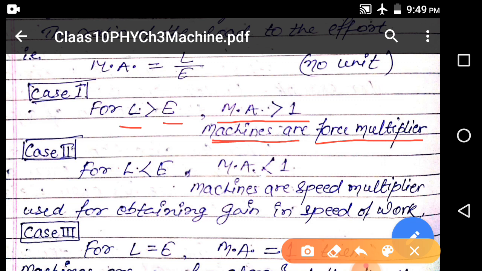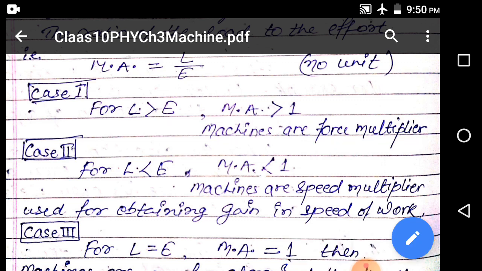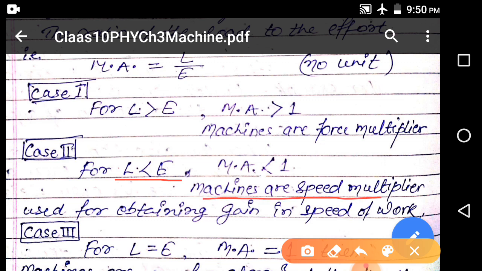Now come to case 2. Here the load is lesser than the effort. If the load is lesser than the effort, then the machine works as a speed multiplier. That means the machines are used to gain in speed of the work. Here the mechanical advantage is less than 1. So for a mechanical advantage of a machine less than 1, the machine works as a speed multiplier, used for obtaining gain in speed of work.